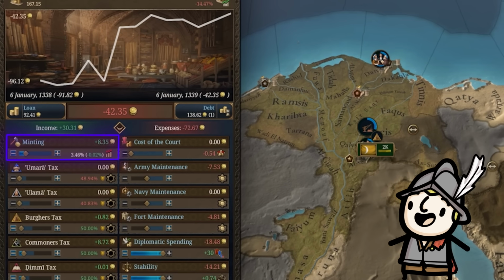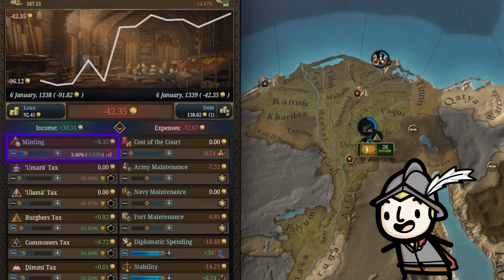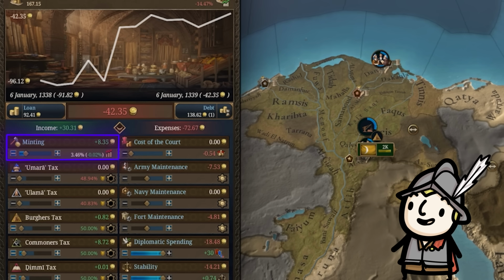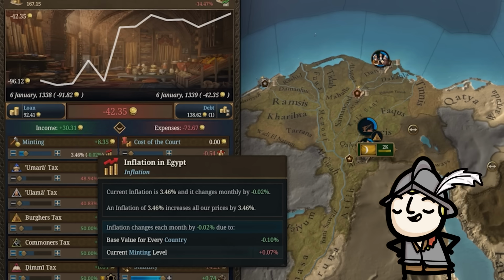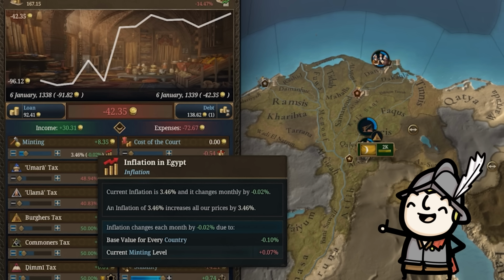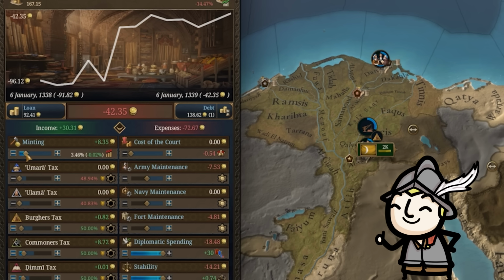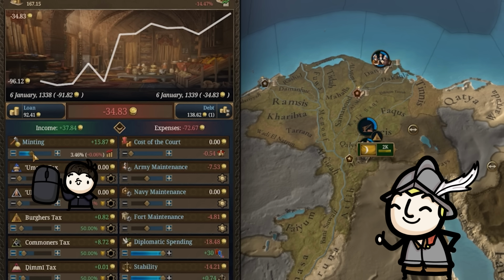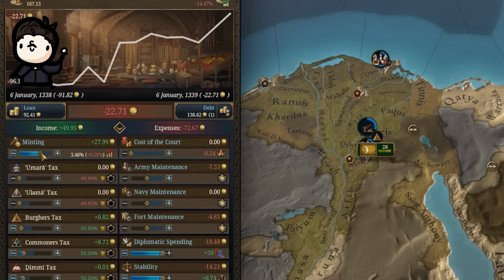Another way to generate money is to simply print more of it. Right here you can see we have a minting slider. It is currently providing us an additional 8.35 ducats per month, and remarkably is decreasing inflation. You may wonder why that is. All nations have a base inflation number of negative 0.1%. That means it will always trend to go down if you are not minting that much money. If we take the slider and drag it up, inflation will start to tick up over time.